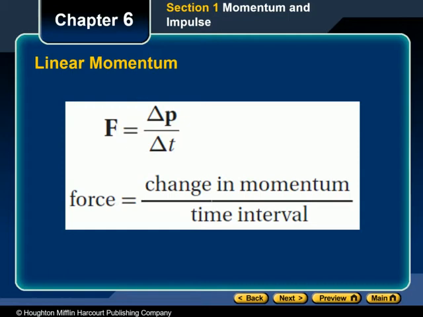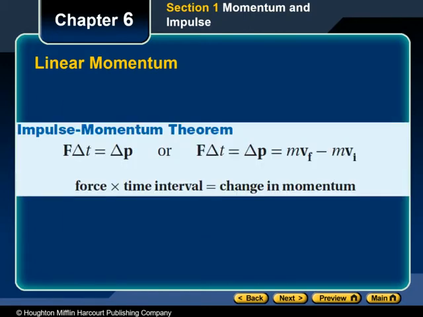This equation states that a net external force, F, applied to an object for a certain time interval, delta t, will cause a change in the object's momentum equal to the product of the force and the time interval. In simple terms, a small force acting for a long time can produce the same change in momentum as a large force acting for a short time. In this course, all forces exerted on an object are assumed to be constant unless otherwise stated.